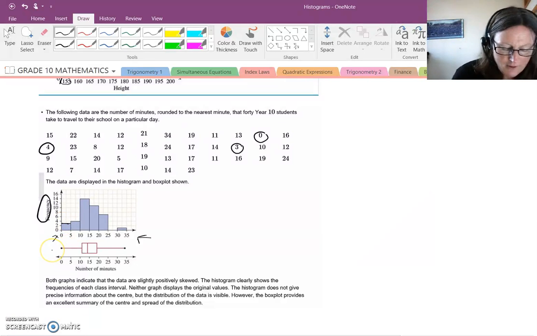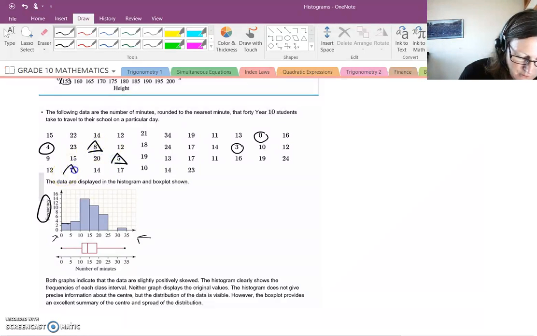Now, how many students take between 5 and 10 minutes to travel to school? So I'm marking them off here, between 5 and up to not including 10. I think I've got them all, and that is 4. So between 5 and 10 minutes, we go up to 4 on our frequency axis and down.